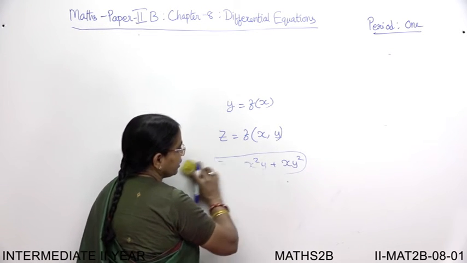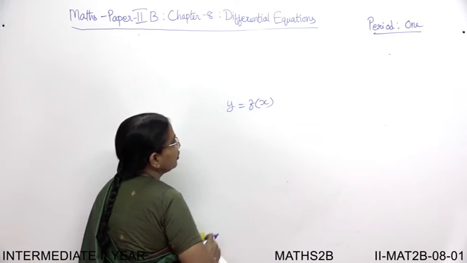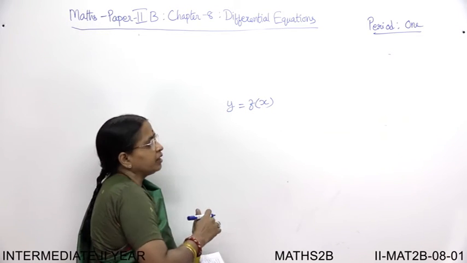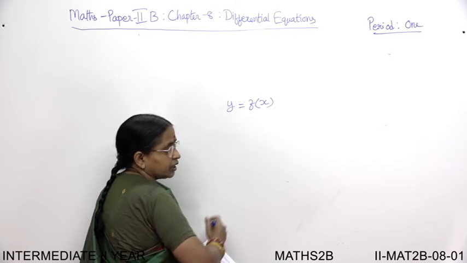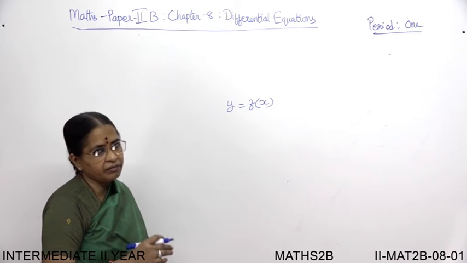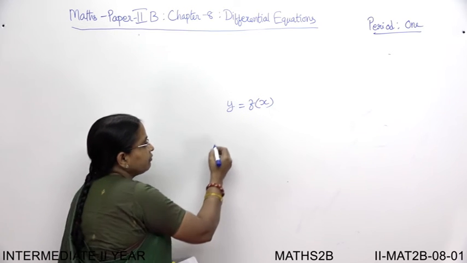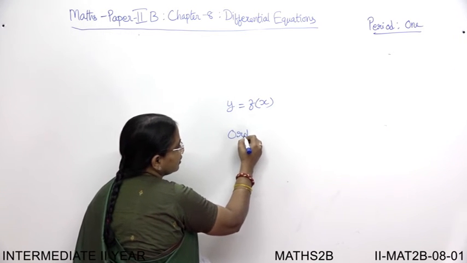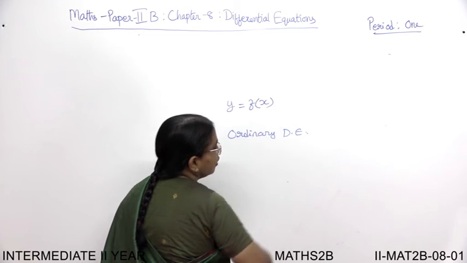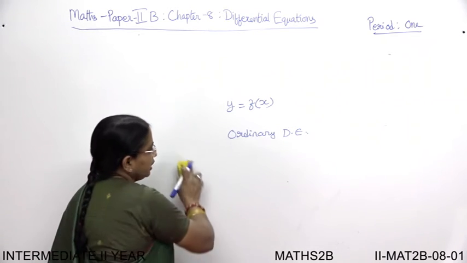That is a totally different topic. Now if you have only one independent variable and one dependent variable, and the equation contains derivatives of one dependent variable with respect to one independent variable only, then that differential equation is called an ordinary differential equation.